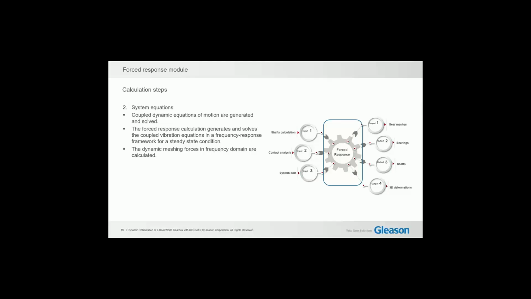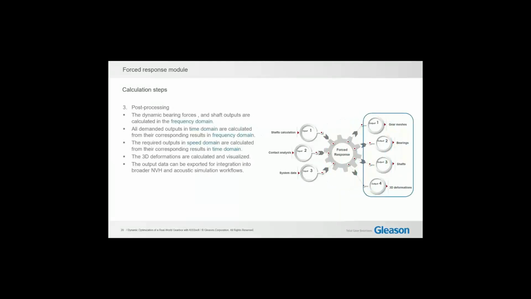So in the main step here, since the excitations come from the meshing stiffness, the goal is to calculate the meshing stiffness and the meshing contact forces in frequency domain. Then in the last step, the post-processing step, we use the results from the main step, and we calculate other outputs regarding bearing, shafts, and 3D deformation.